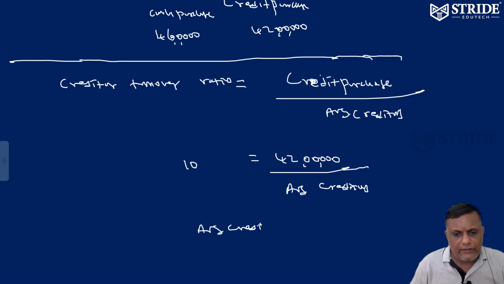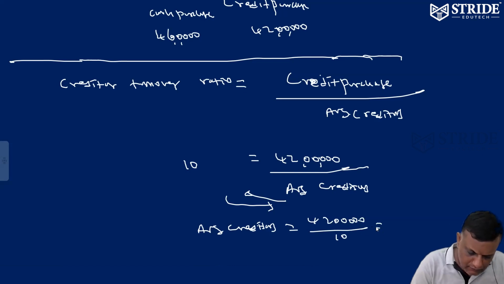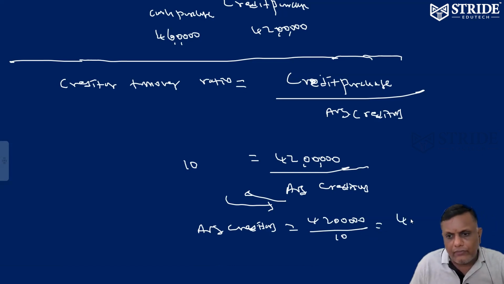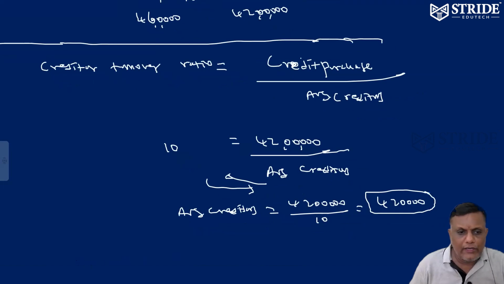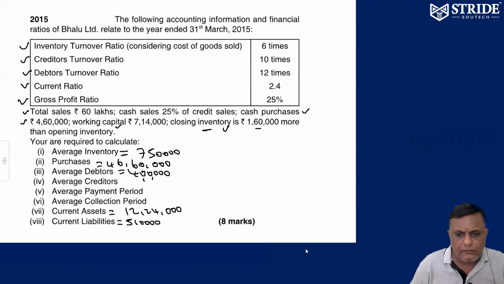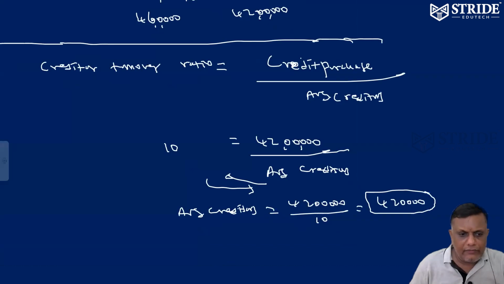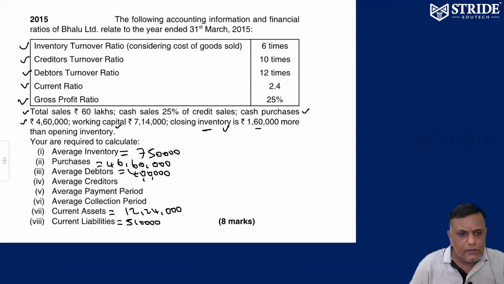So credit purchase by average creditors. So average creditors is equal to 42 lakhs by 10. It's going to be 4,20,000. So average creditors is equal to 4,20,000.